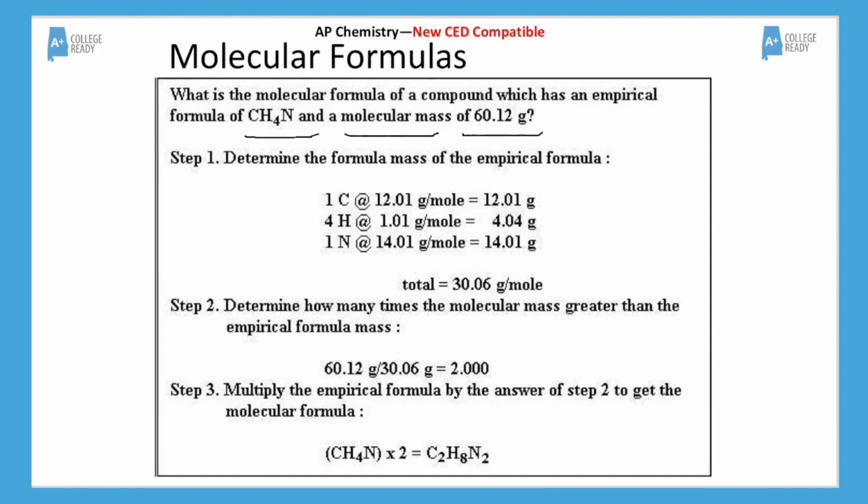There's 1 carbon, 4 hydrogens, and a nitrogen. So that empirical formula has a mass of 30. Well, 30 goes into 60 twice. So that tells us if we double our empirical formula, that will give us our answer for the molecular formula.